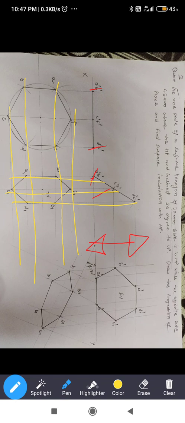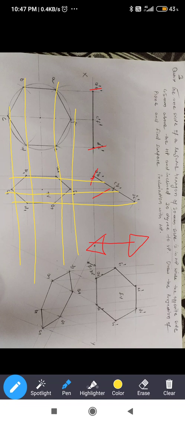Because when a plane or a line is inclined at some angle, as I told you in my previous videos on projection of line, as I incline a line at some angle, the line becomes shorter. So as I incline a plane at some angle, the plane becomes shorter, and it is less than the true surface.